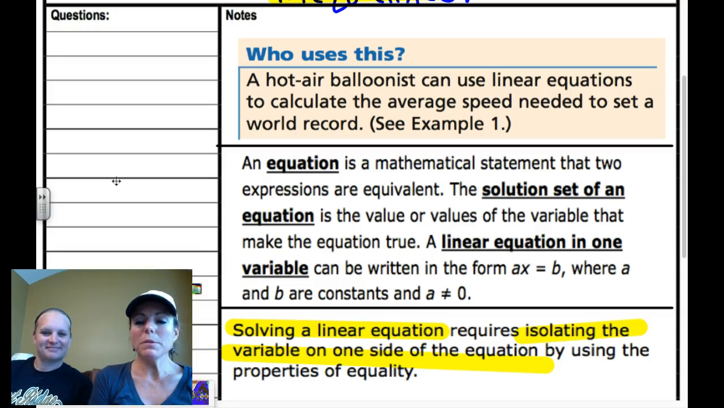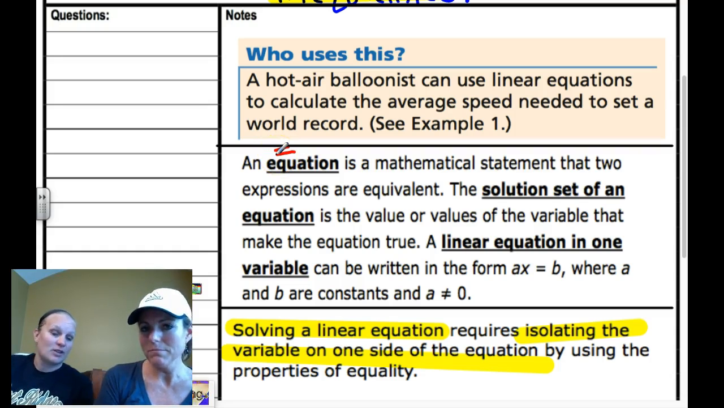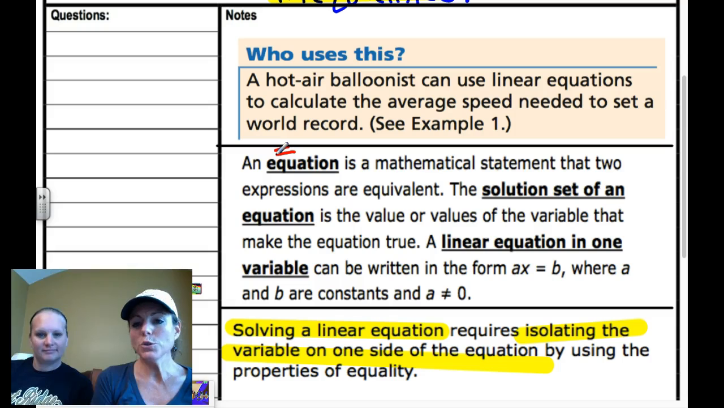Now we have some vocabulary in this lesson. We're just going to go through it quick. An equation is a mathematical statement that two expressions are equivalent. So they have an equal sign. The solution set of an equation is the value or values of the variable that make it true. So your answers.